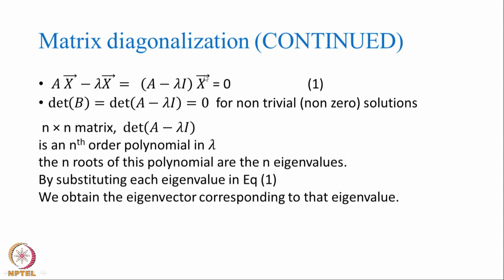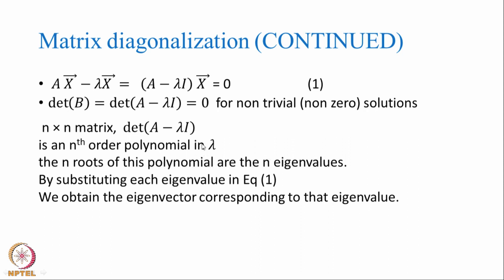So, I will get a non-trivial solution for the value of x. X is an eigenvector. Now let us consider this determinant of A minus lambda I. What is this A minus lambda I? It will be an n by n matrix. When I expand the determinant, it will be an nth order polynomial in lambda. An nth order polynomial in lambda will have n roots. So, lambda will have n roots, and those n roots of this polynomial are called eigenvalues.